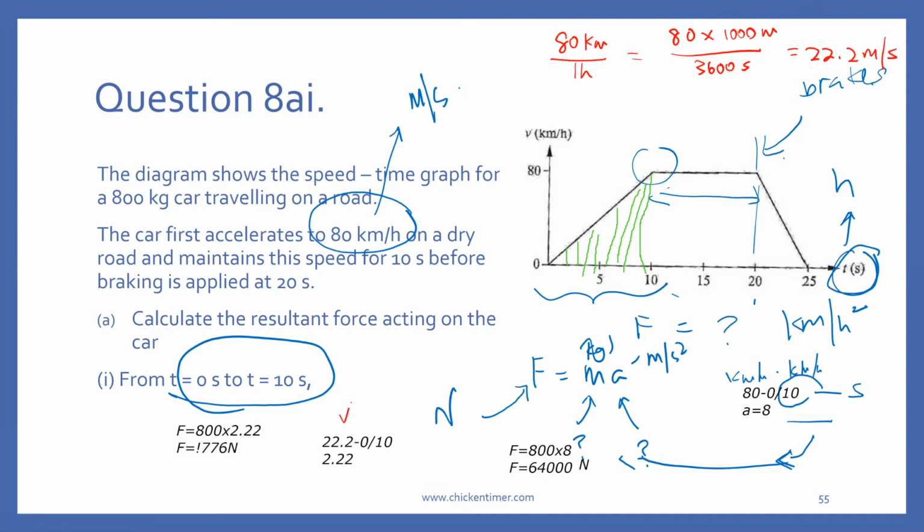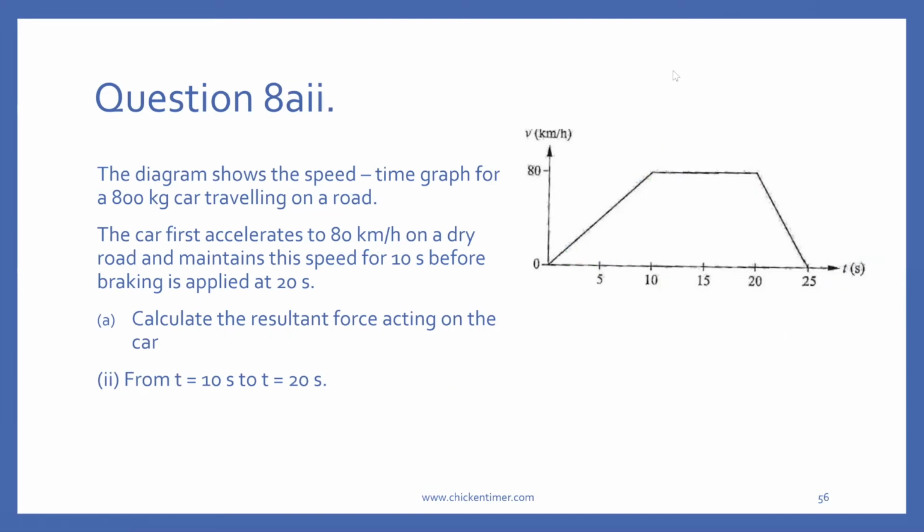So this is correct. So this 22 meter per second minus 0 divided by 10 seconds. So this is your acceleration equals to, yeah, meters per second squared. Then you would do F equals to MA. So why do you keep getting exclamation mark right here? So MA, mass is 800. That one is, yeah. So this step is correct already. So 800 times 2.22, right? Okay. So watch out for your units.